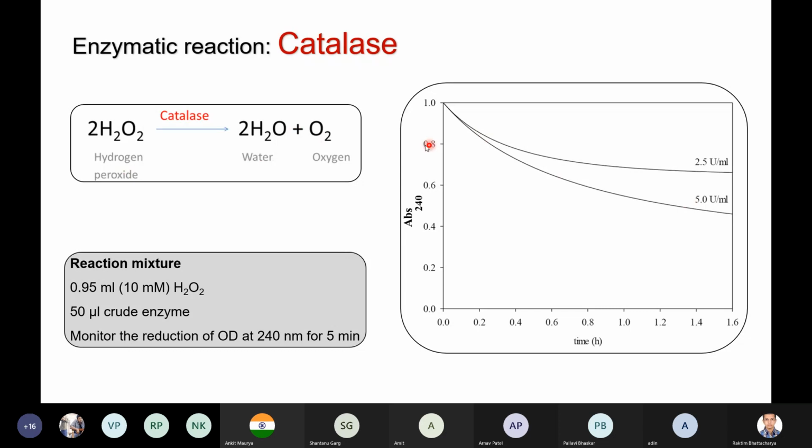So if after 5 minutes we see that the absorbance on the meter is showing a lower reading, then you can say yes, there is the presence of catalase. Normally, what we do is note down the initial absorbance and the final absorbance after the 5 minutes.